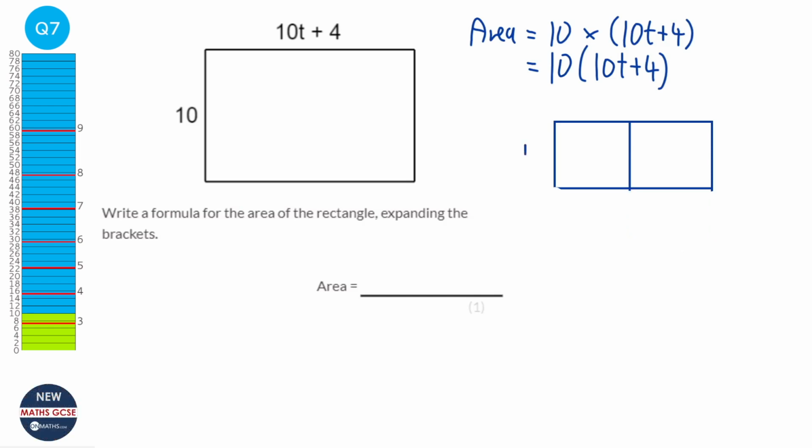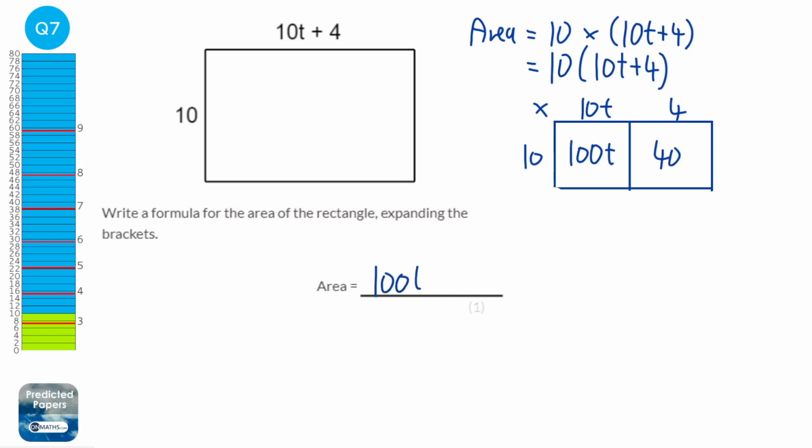So we've got 10 times 10t plus 4, and we're timesing them. So 10 times 10t, 10 times 10 is 100, so it'd be 100t. 10 times 4 is 40. So our answer will be 100t plus 40.